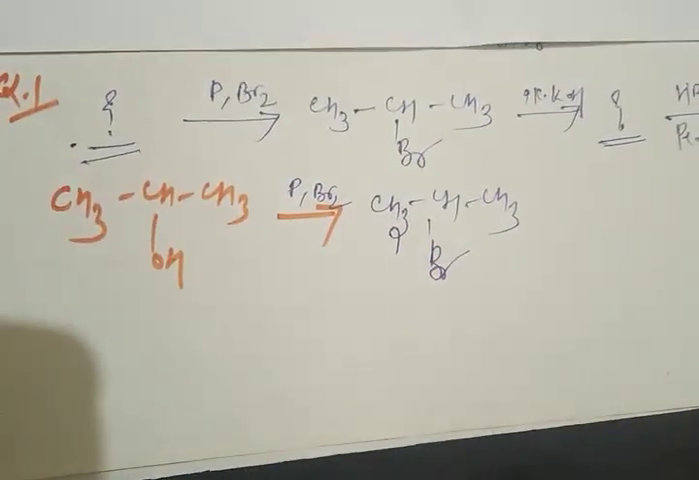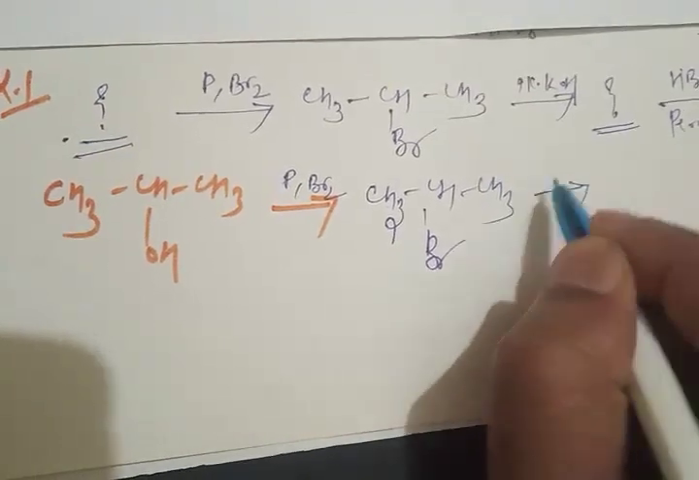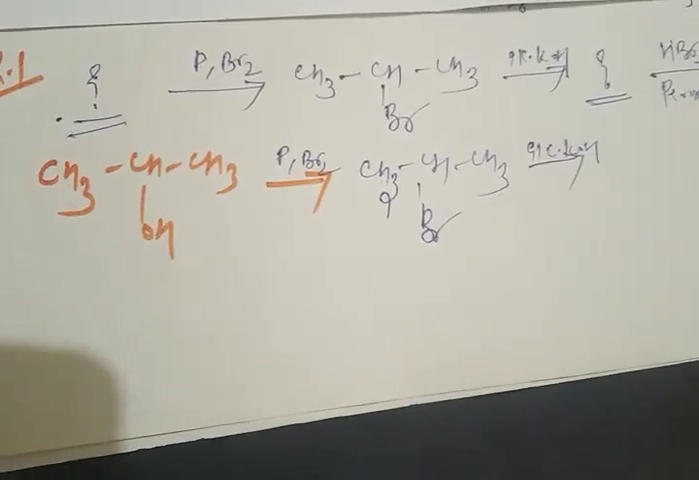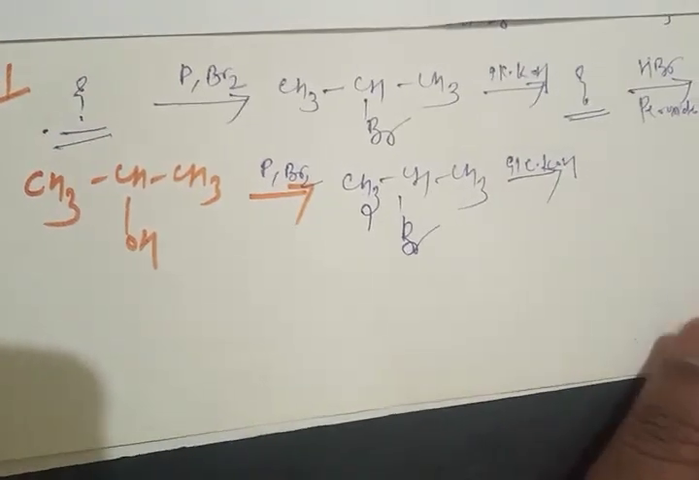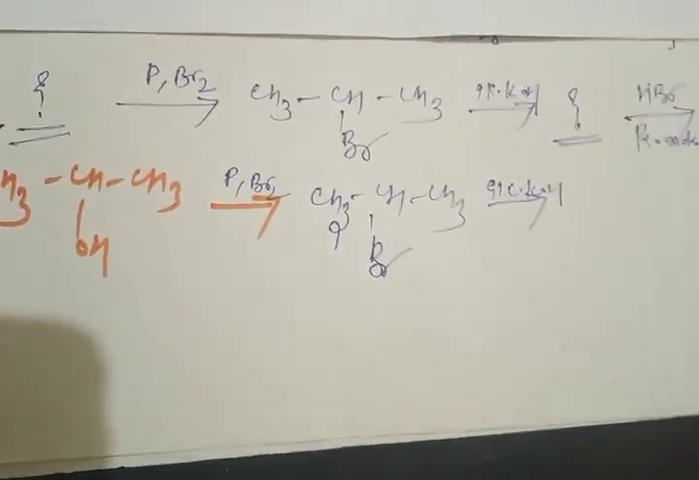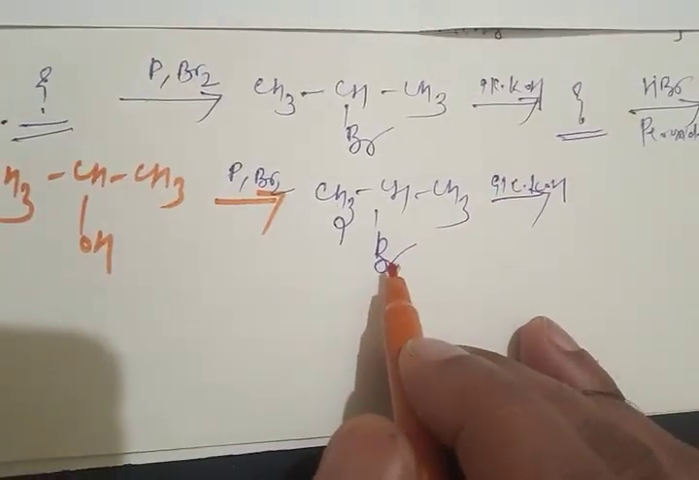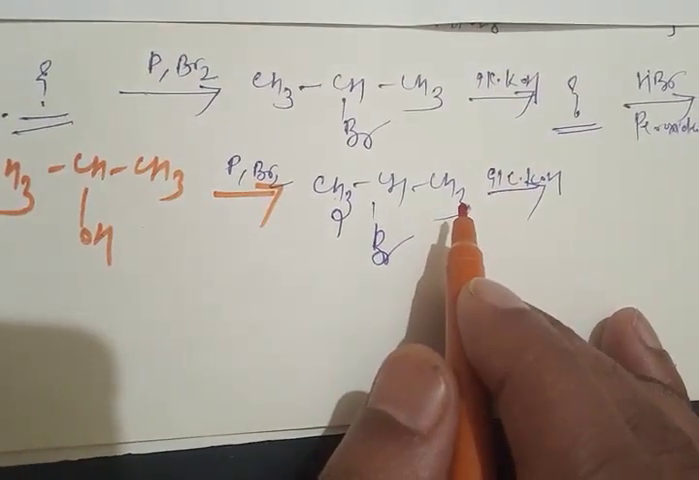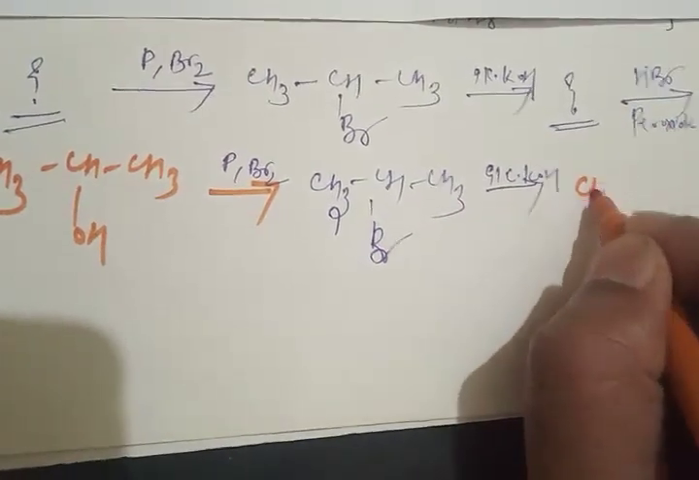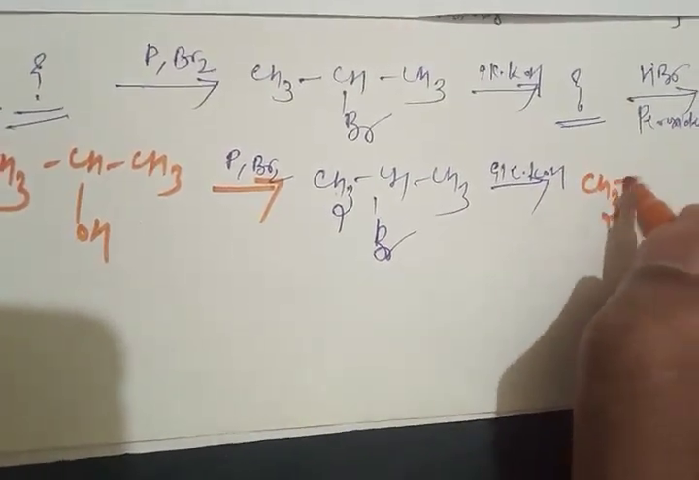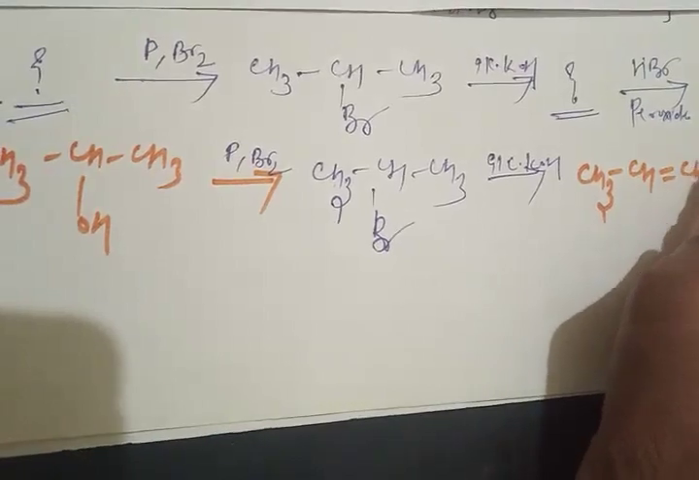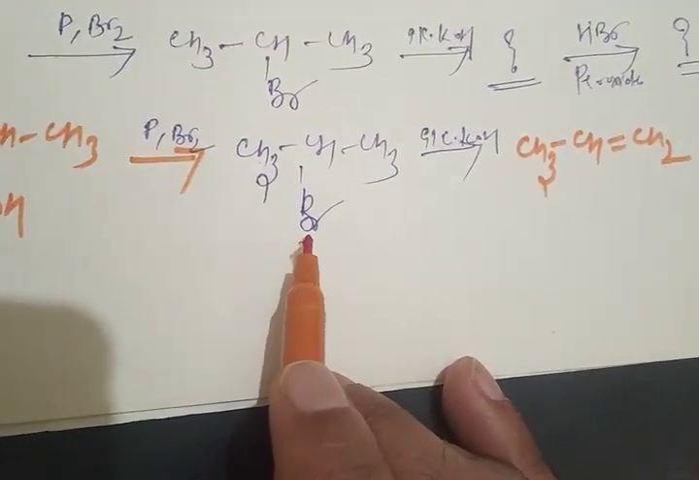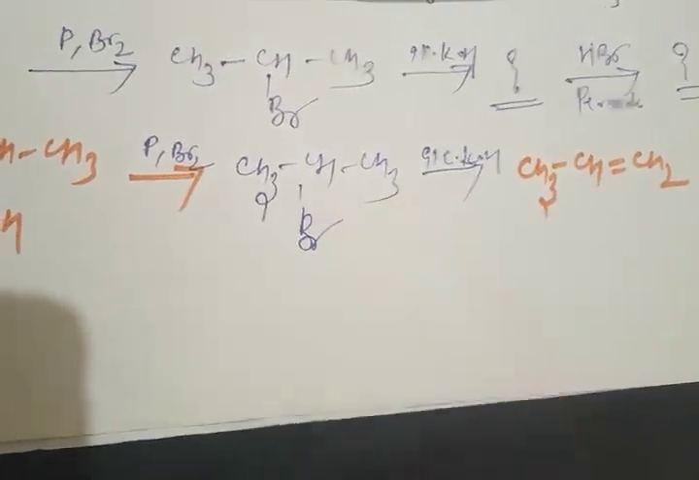Then the alkali KOH. What does alkali KOH mean? It means elimination. So elimination of what? This Br with this H also. So CH3 CH double bond CH2, because this hydrogen and this bromine are eliminated. So this is the elimination.